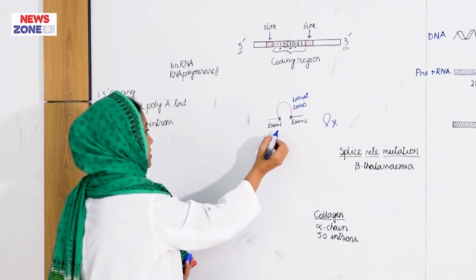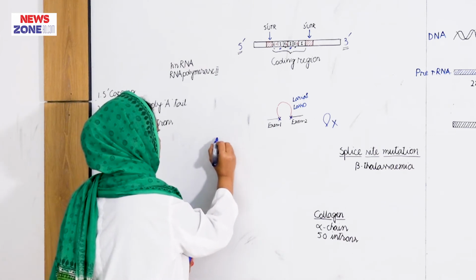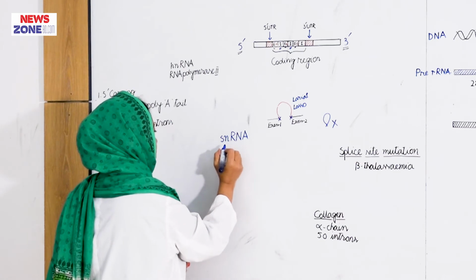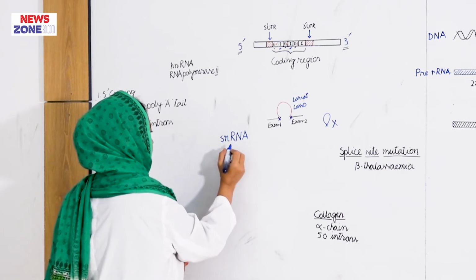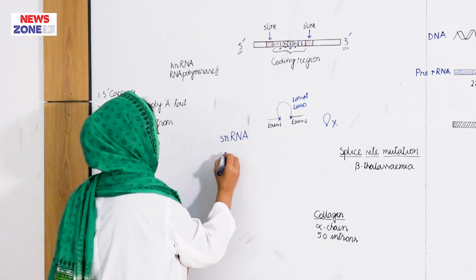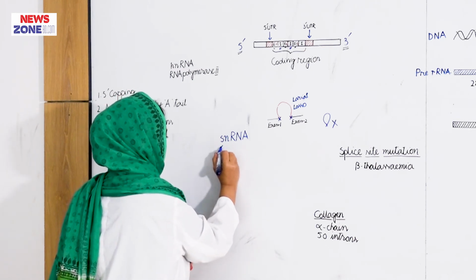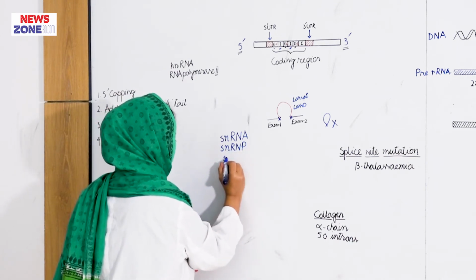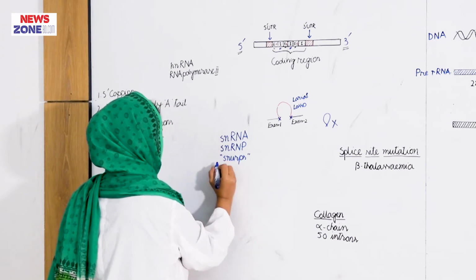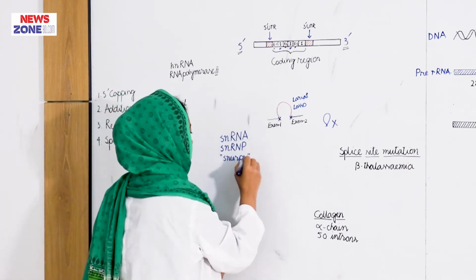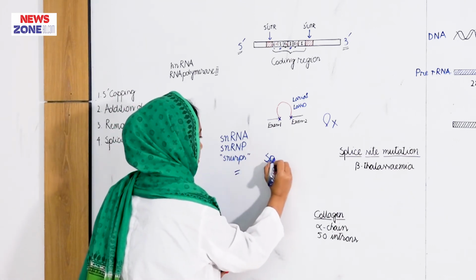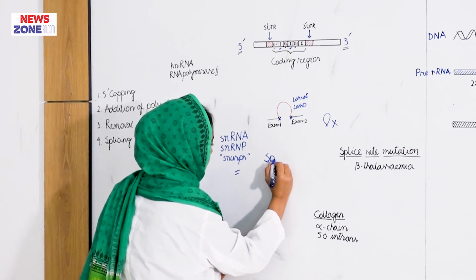And the splicing is facilitated by small nuclear RNA. Small nuclear RNA is rich in uracil, and some protein molecules are also incorporated here to form small nuclear ribonucleoproteins, commonly known as SNRPs. And the whole complex is known as the spliceosome, which is responsible for the process of splicing.